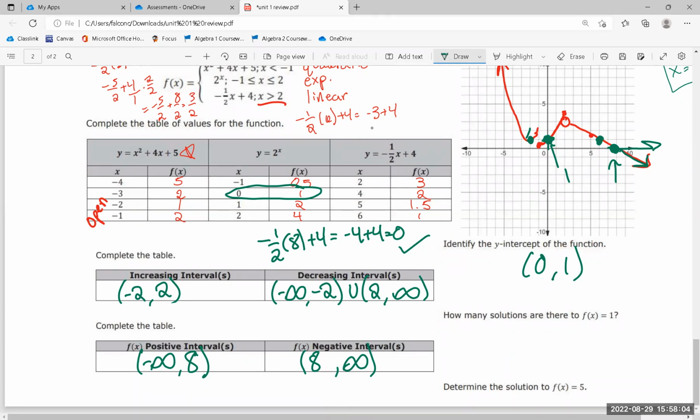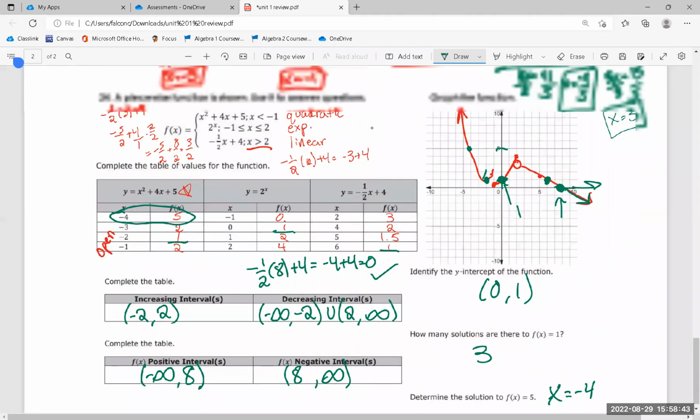So I have 3, and you can also see it in our table of values. We can see that there's that y value of 1 occurs 3 times. So there are 3 solutions. And then lastly, we want to know the solution to f of x equals 5. So what's the x value when y is 5? Looking at 5, it looks like it's on the parabola. And I'm going to look at my table of values for the parabola. It looks like it's at x equals -4. That's where y is equal to 5. All right, that is it for your Unit 1 review.